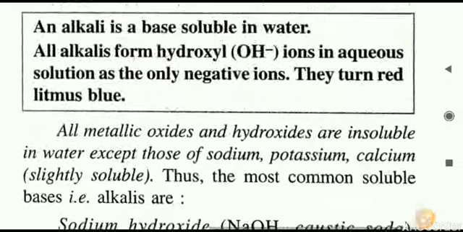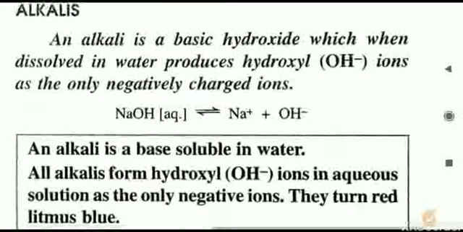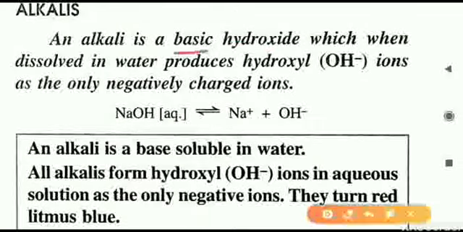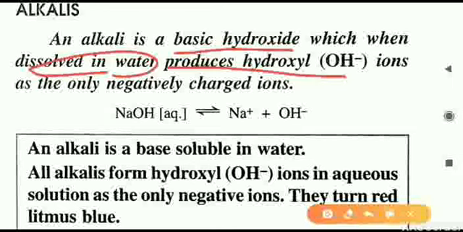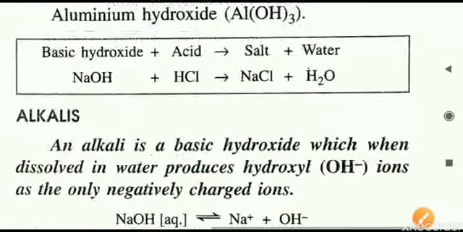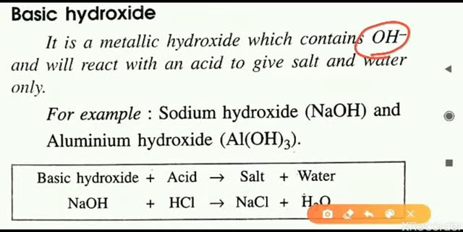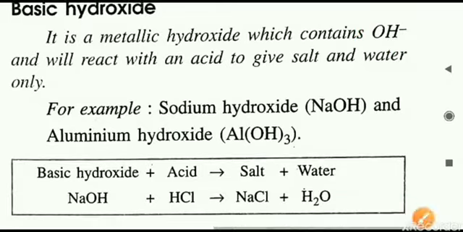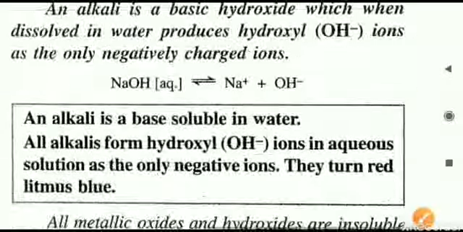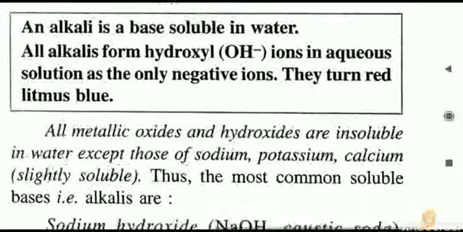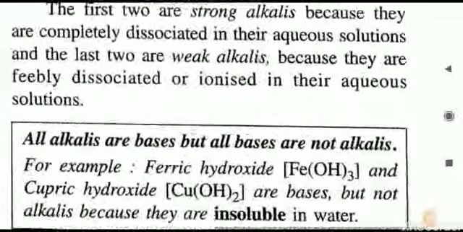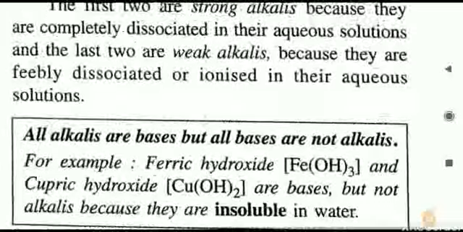Let us have a look at the definition that is given. An alkali is a basic hydroxide which dissolves in water and produces OH minus ions. What we understand just now from the explanation of basic hydroxide is that they provide OH minus for the neutralization reaction to proceed. But not all bases will provide OH minus. There are many which are water insoluble. Here the examples are given.